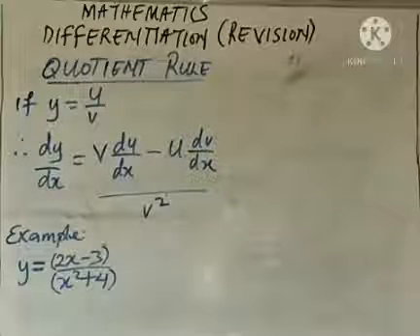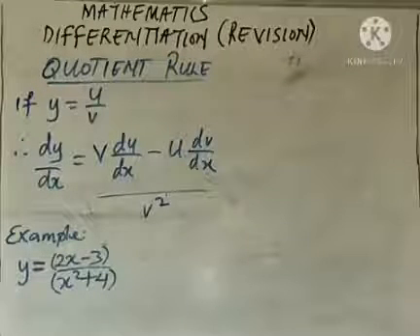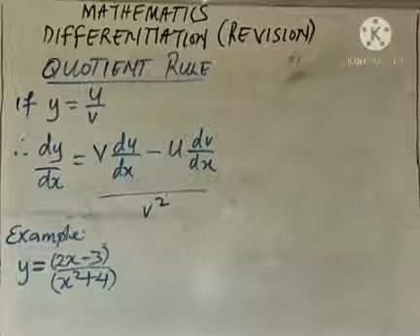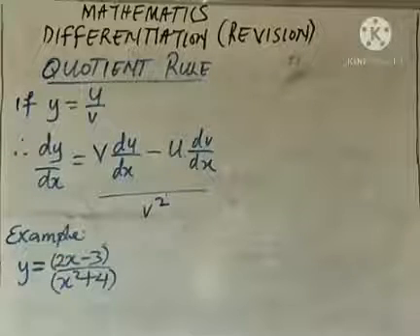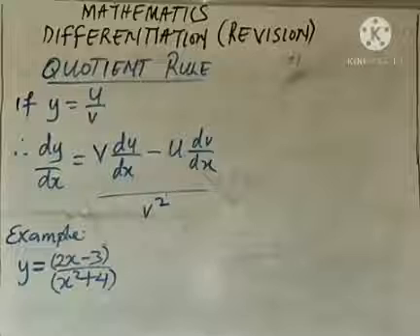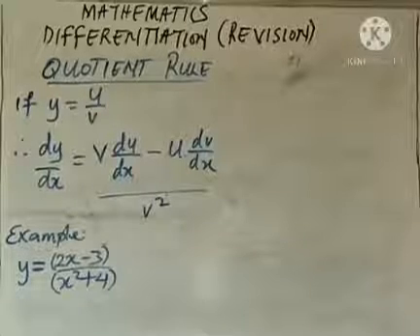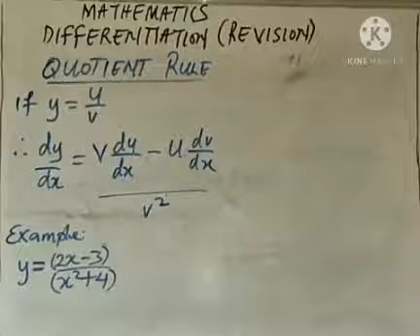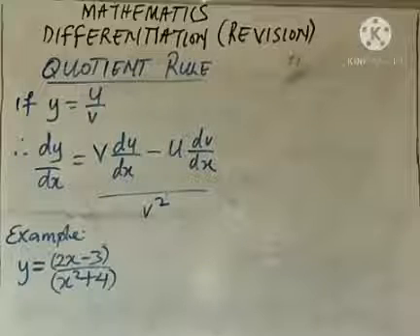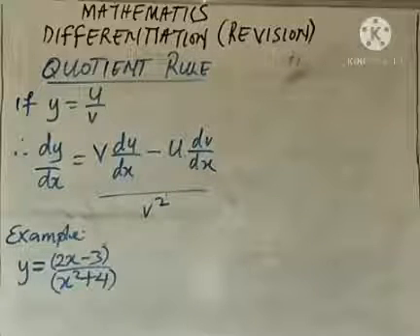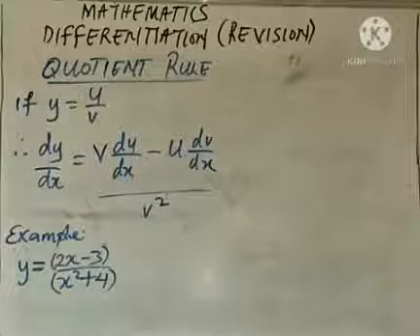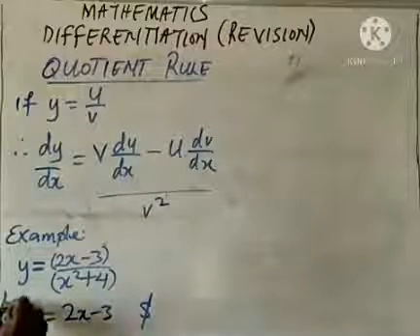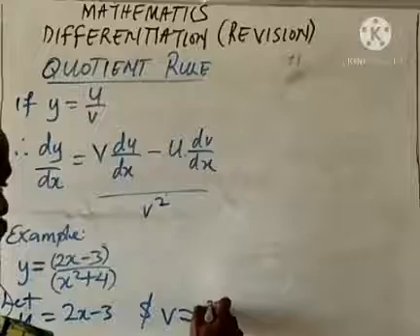Now to the quotient rule. If the equation of y is given as y equals u over v, where u equals a given quadratic expression and v equals another quadratic expression, the differentiation of y, meaning dy/dx, is given as v du/dx minus u dv/dx, all divided by v squared. Let's take an example. If our y equals 2x minus 3, all divided by x squared plus 4, in this case my u will be 2x minus 3, and my v will be x squared plus 4.